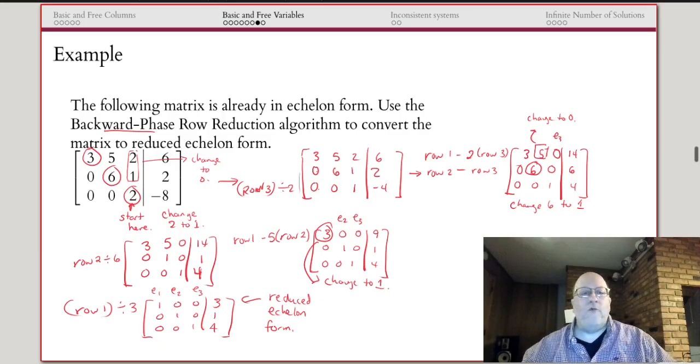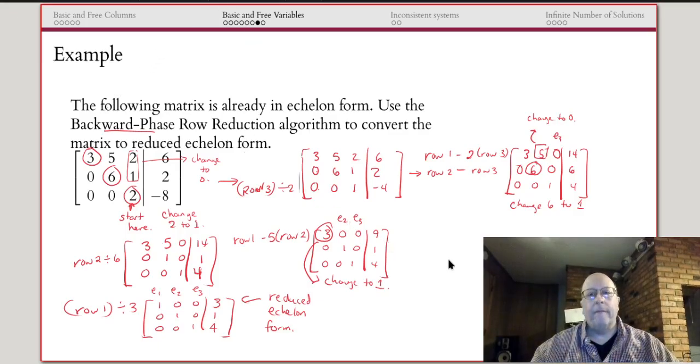I told you that standard basis vectors are easy to calculate with. Imagine that this was a system of equations. This first equation up here would represent 3x plus 5y plus 2z equals 6.